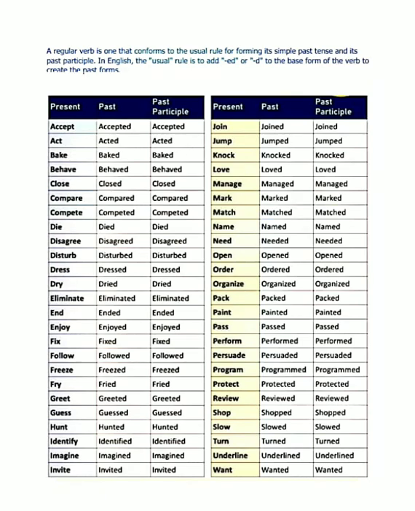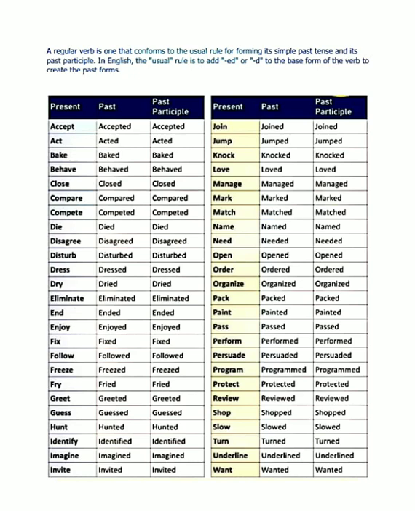So, what is a regular verb? A regular verb is one that conforms to the usual rule for forming its simple past tense and its past participle. In English, the usual rule is to add ed or d to the base form of the verb to create the past form. Okay, so what is the base form of the verb? The form of a verb without any addition is known as its base form.